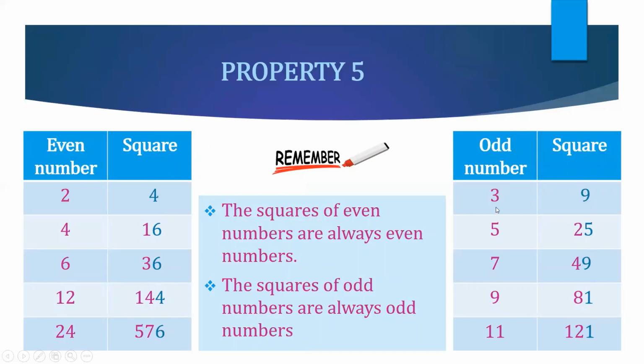So here the square of 3 is 9. Here 3 is odd and 9 is also an odd number. Same way for 5, it is 25, which is again an odd number. For 7, the square is 49, which is again odd. 9 is odd, and the square of 9, that is 81, is again odd. And same for 11. 11 is an odd number, and 121 is also an odd number. So this is the fifth property.